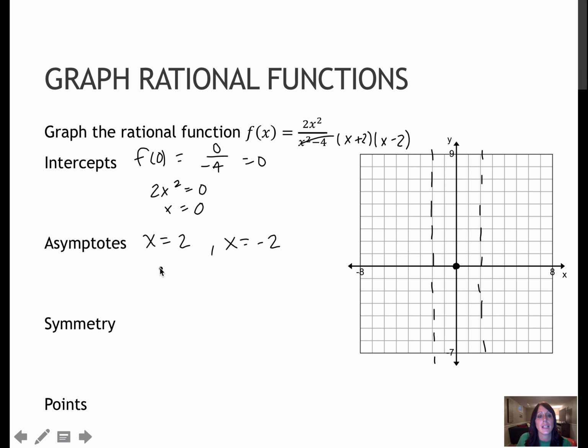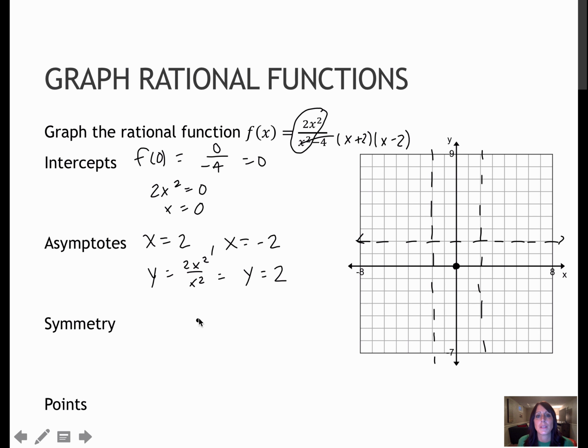To find the horizontal asymptote, I'm going to look at 2x squared and x squared. And if I took 2x squared over x squared, that would just reduce to y equals 2. And so that's going to be my horizontal asymptote. So that's going to tell me what's happening as I approach negative infinity or positive infinity.